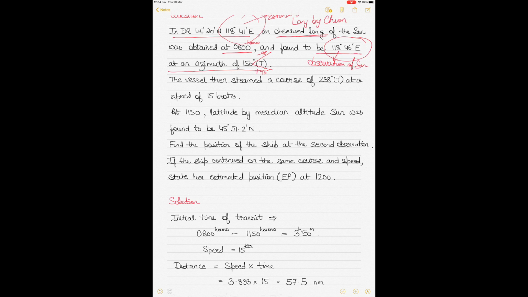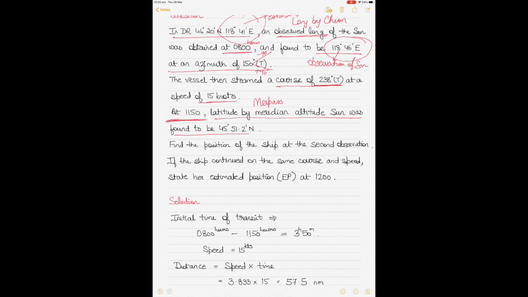The vessel then steamed a course of 238 degrees true at a speed of 15 knots. So from 8 o'clock, once you obtained the observed longitude, you then steamed on a course of 238 at a speed of 15 knots. At 11:50 hours, that's 3 hours 50 minutes later from 8 o'clock, a latitude by meridian altitude of the sun was found to be 45 degrees 51.2 minutes. That means this is a meridian passage observation. If you don't know these terms and you're not very familiar with them, please watch my other videos and I'm sure you will understand.